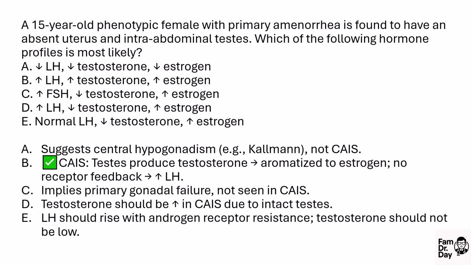The answer is B, which is CAIS, Complete Androgen Insensitivity Syndrome. The key clues here are you have a phenotypic female, that means looking female on the outside, with primary amenorrhea. And the most high-yield clues are the absent uterus and, most importantly, the intra-abdominal testes. That is what makes it specifically CAIS versus any of the other diseases.